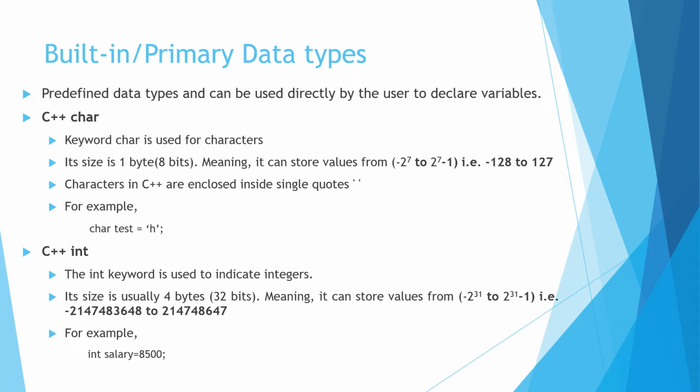The characters in C++ are enclosed within single quotes. Example, char test is equal to, within the single quote, h. Here, test is a variable whose data type is char. Similarly, for integer, we can write int salary equal to 8500 or any value. Here, the range of the int or integer data type is from -2 raised to 31 to 2 raised to 31 minus 1. That means it has a size of 4 bytes.